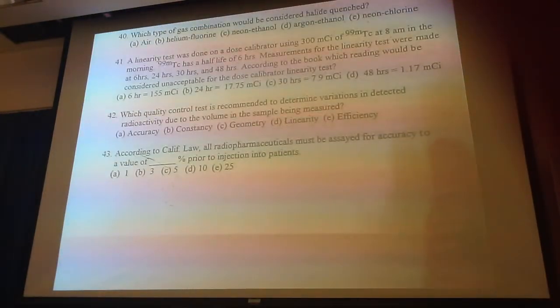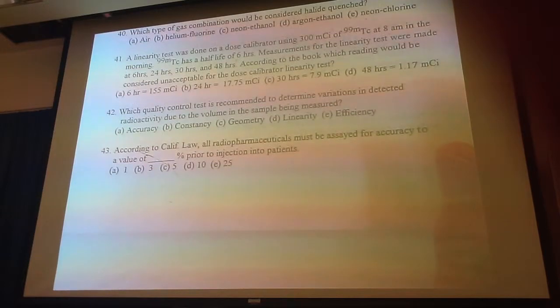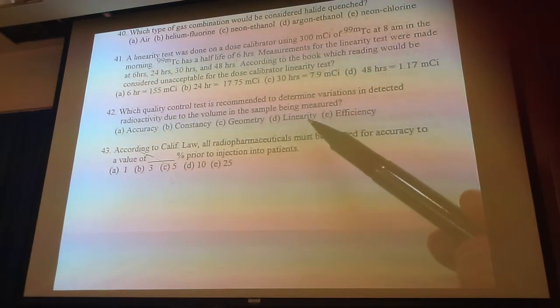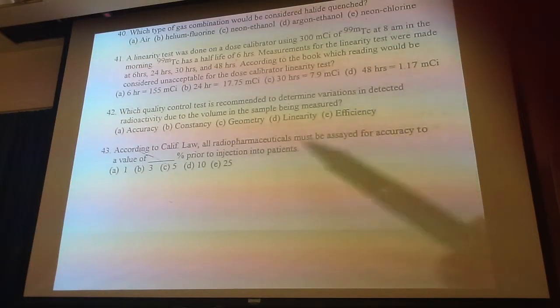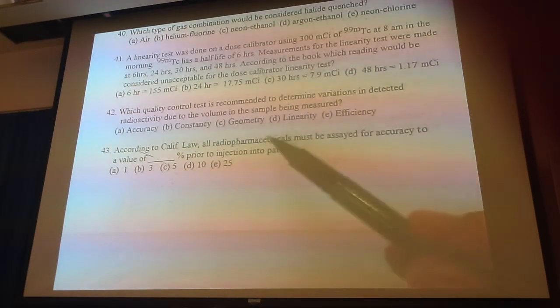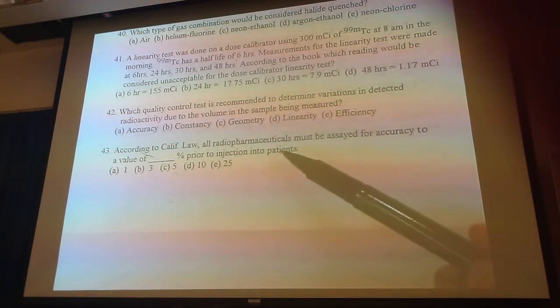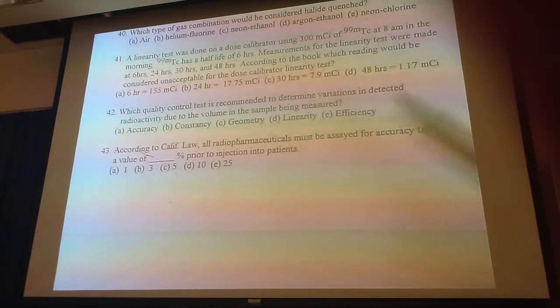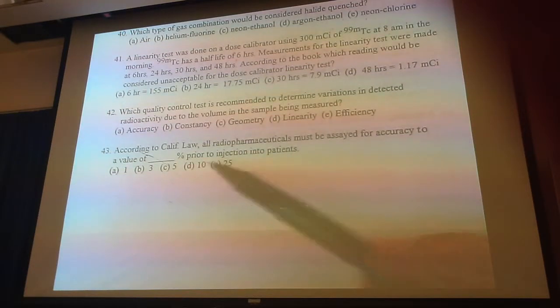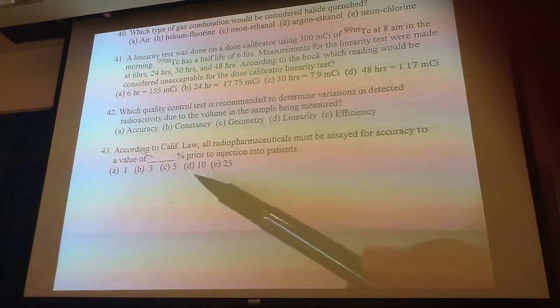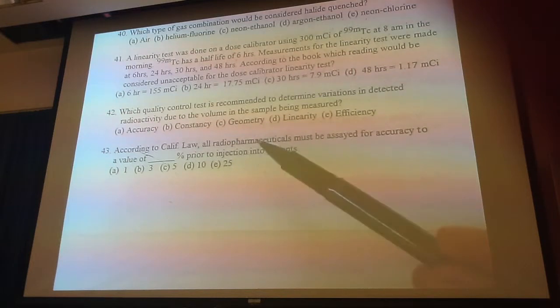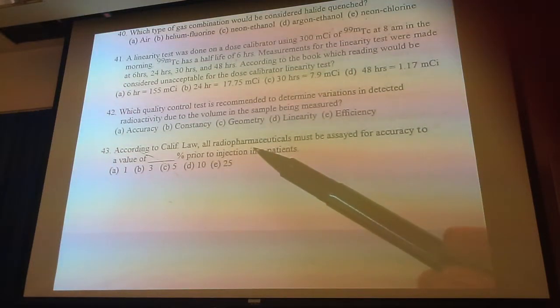Okay, number 42. We'll call it to determine the variations due to the volume in a sample being measured. Okay, yeah, that's your geometry test, right? Then 43, according to California law, radiopharmaceuticals must be assayed for an accuracy of a value plus or minus 5%. Well, whoa. California. Yeah, radiopharmaceuticals.